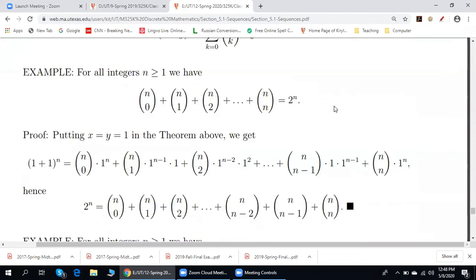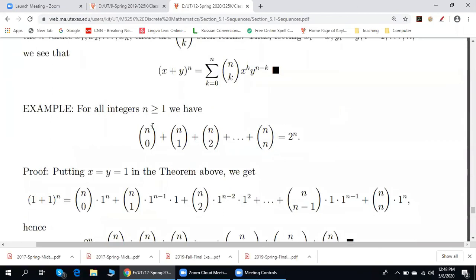One application of this formula, guys, please take a look at this really nice result. The sum of all binomial coefficients is 2 to n's power. n choose 0 plus n choose 1 and so on plus n choose n is equal to 2 to n's power.